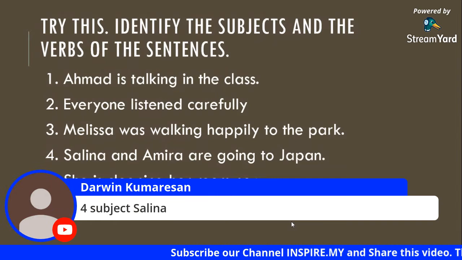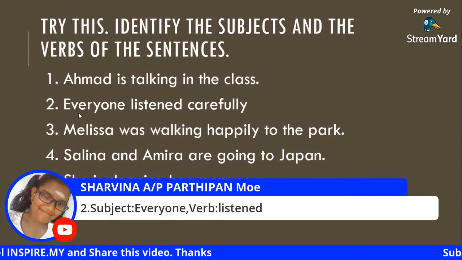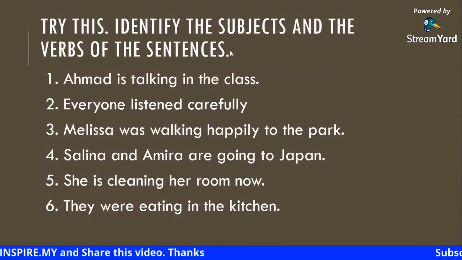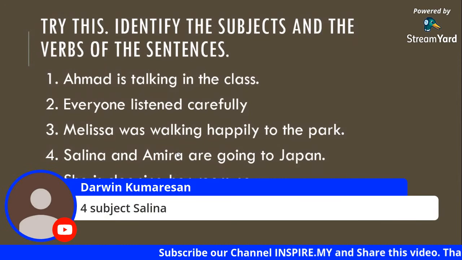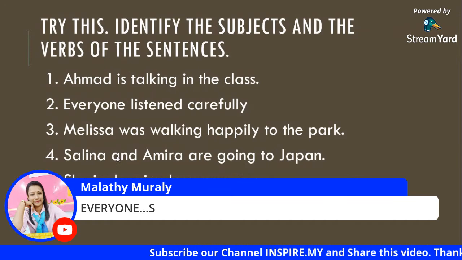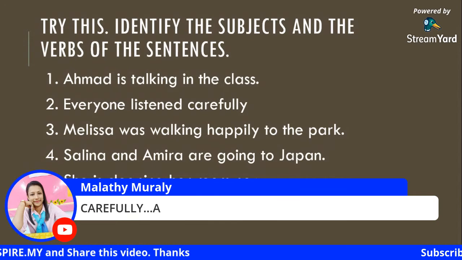Okay, so I hope you took the time to go through the sentences. So try this. I say, Ahmad is talking in the class. I just want you to identify the verbs and the subjects. So as for the adverbial, you will do later. You just identify the subject and the verb. Everyone listened carefully. Oh, sorry, the full stop is missing. Melissa was walking happily to the park. Salina and Amira are going to Japan. She is cleaning her room now. They were eating in the kitchen.